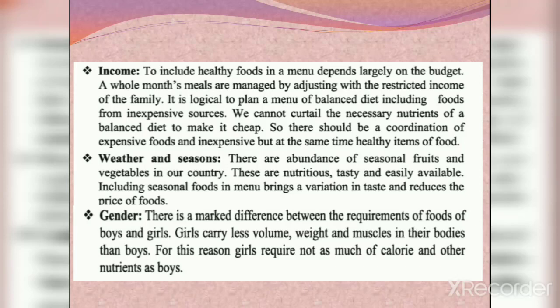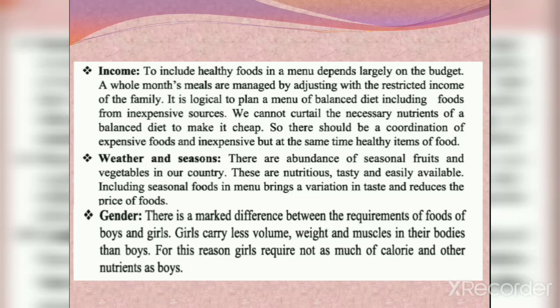Income. To include healthy foods in a menu depends largely on the budget. A whole month's meals are managed by adjusting with the restricted income of the family. It is logical to plan a menu of balanced diet including foods from inexpensive sources. We cannot curtail the necessary nutrients of a balanced diet to make it cheap. So there should be coordination of expensive foods and inexpensive but at the same time healthy items of food.